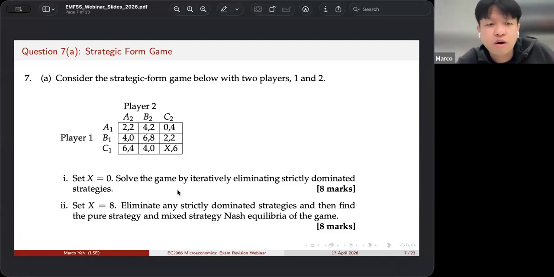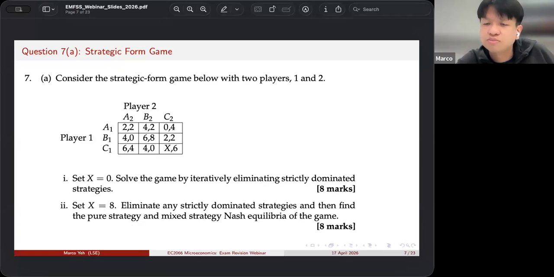And you need to do the following 2 things. The first thing is, suppose X, the unknown in the 9th cell, is 0. Solve the game by iteratively eliminating strictly dominated strategies. That is the first task you want to do. And later on, I'm going to assume X to be 8, eliminate again, and then find the pure and mixed Nash equilibria of the game.